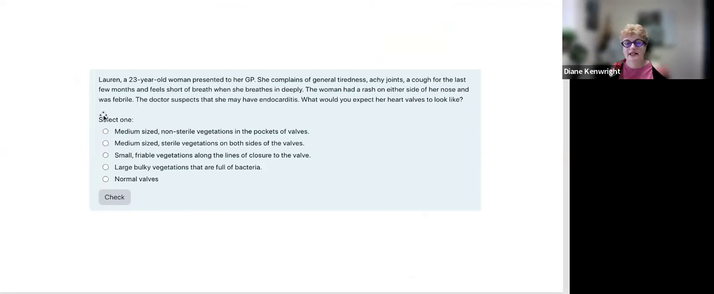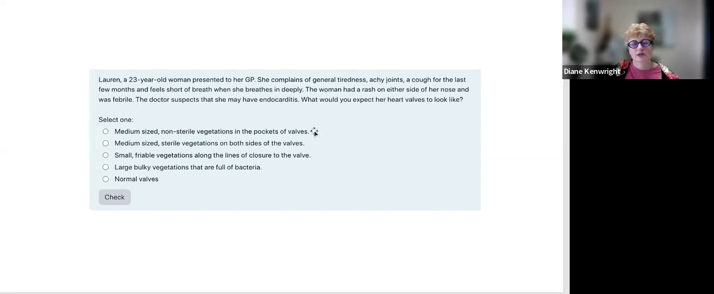Here's Lauren. She has general tiredness, achy joints, a cough, feels short of breath when she breathes in deeply. But she's got characteristically a rash on either side of her nose. So she's got the malar rash of SLE. We will be doing SLE later in the course. So the doctor suspects she might have endocarditis, but it will be SLE-related endocarditis. So what has she got? The answer is, let's have a look. Medium-sized sterile vegetations on both sides of the valves is the correct answer.